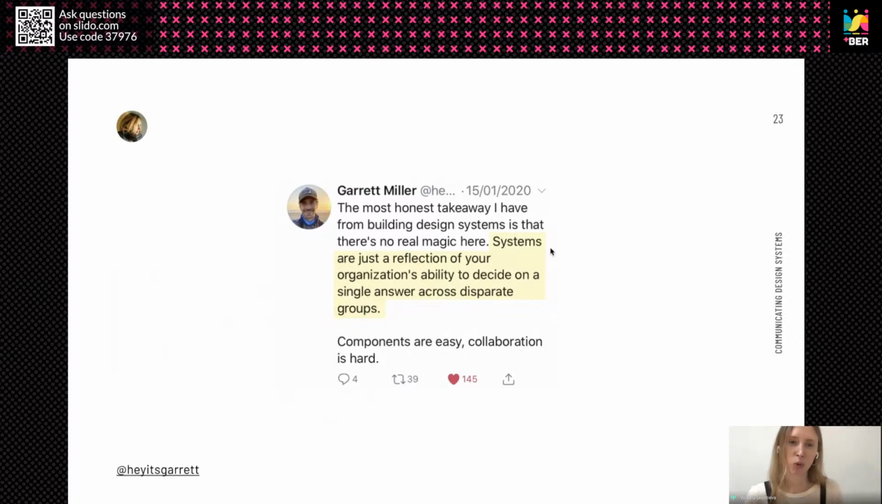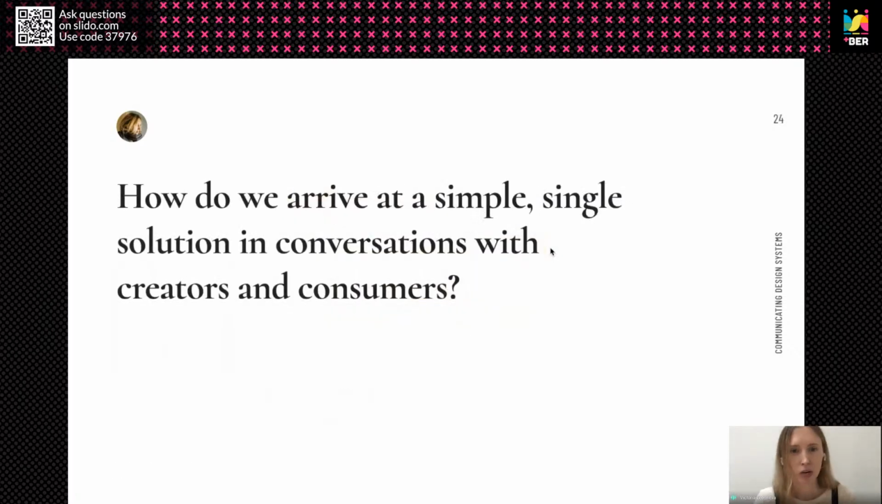The most honest takeaway I have from building systems is that there is no real magic here. Systems are just a reflection of your organization's ability to decide on a single answer across disparate groups. Components are easy, collaboration is hard. And you will see me talking a lot about this throughout the presentation. I actually talked to Garrett, a systems designer at Slack, about what inspired this tweet, so I'm going to be touching on it next. So how do we arrive at a simple, single solution in conversations with creators and consumers?